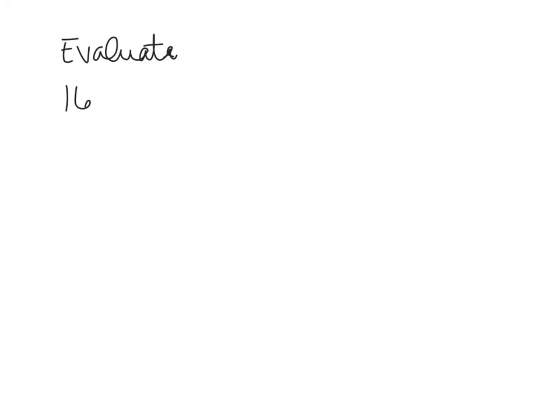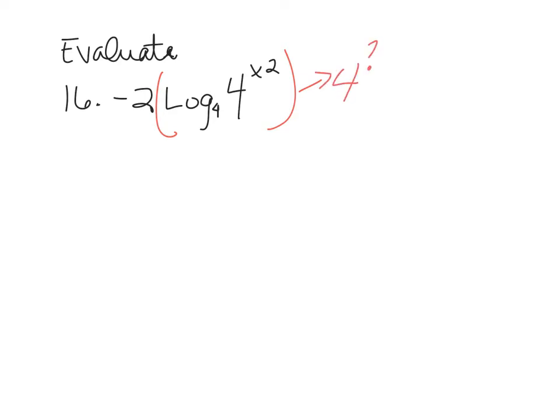So let's just look at number 16. Negative 2 times the log base 4 of 4 to the x squared. So remember that this is two different things. This is negative 2 times whatever the log base 4 of 4 to the x squared is equal to. And remember that what this is really saying is 4 to what power is equal to what's inside, 4 to the x squared, and clearly that has to be x squared. And now you have negative 2 times x squared, so negative 2x squared.